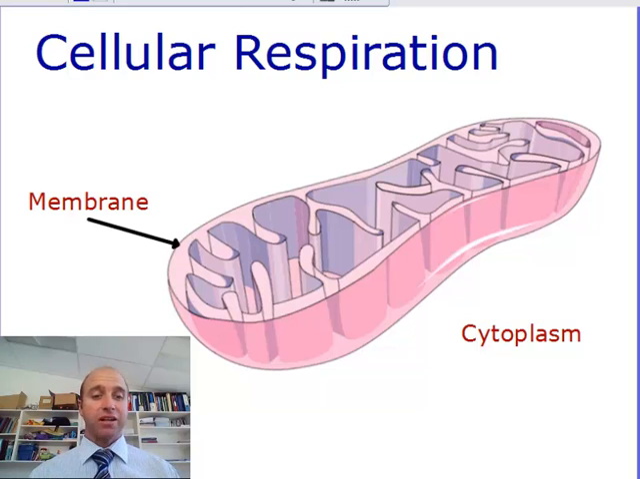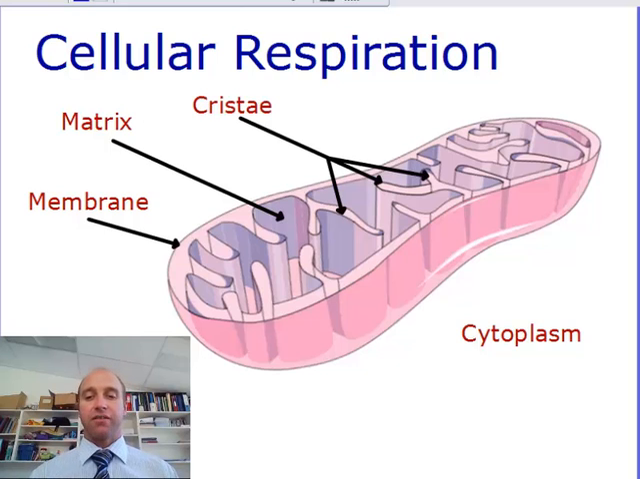It's got an outer membrane similar to a cell membrane that controls the substances going in and out of it. The fluid in the middle is called the matrix, and this folded membrane all around it is the cristae, and that, like all good folded membranes, has a really high surface area. Really good for one part of the process of cellular respiration.